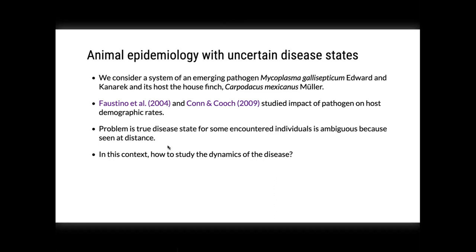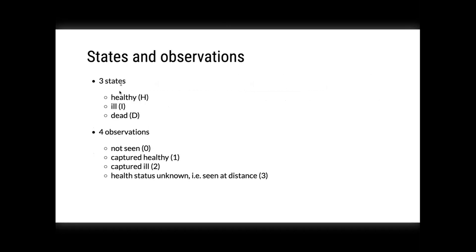So it's exactly the same thing as before with those individuals which we detect, but we don't know their breeding state, their breeding status. You see that we have the three states: healthy, that would be breeder, ill, that would be non-breeder, and dead. And observations: non-detected, captured as healthy individual, captured as ill individual, and seen from a distance, so we know that you're alive, but your health status is unknown. Okay, so that would be detected for a sooty shearwater, but we don't know your breeding status.